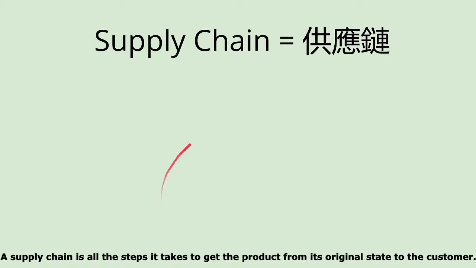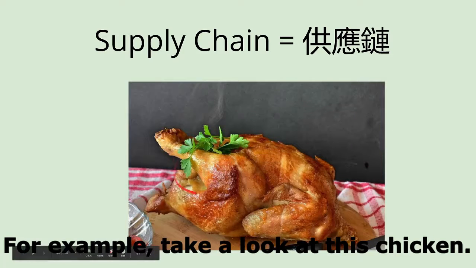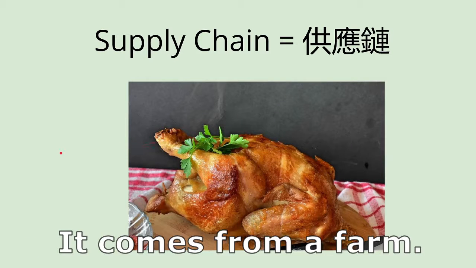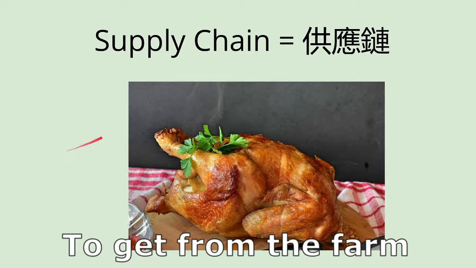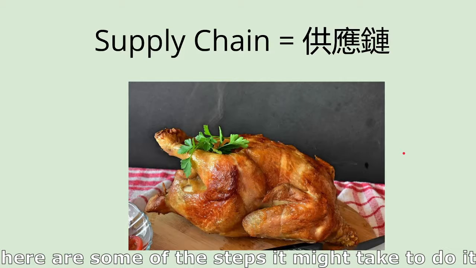A supply chain is all the steps it takes to get the product from its original state to the customer. For example, let's take a look at this chicken. It comes from a farm. To get from the farm to a grocery store to your hands, here are some of the steps it might take to do it. The farmer raises the chicken until adulthood.